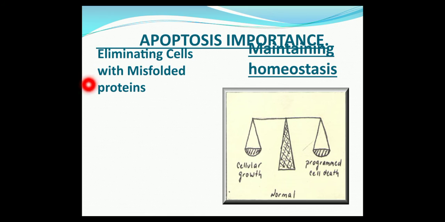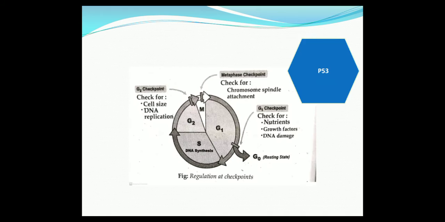Eliminating cells with misfolded proteins means non-functional, harmful proteins that we need to eliminate by the process of apoptosis, by disintegration of cells. Here you can see it helps in the maintenance of homeostasis. Cell growth and programmed cell death should be balanced inside the body. Cell growth is the living system of the cell, and programmed cell death is the death system of the cell. Both need to be in balance for the proper functioning of the body and its growth and development. Now let's move on.